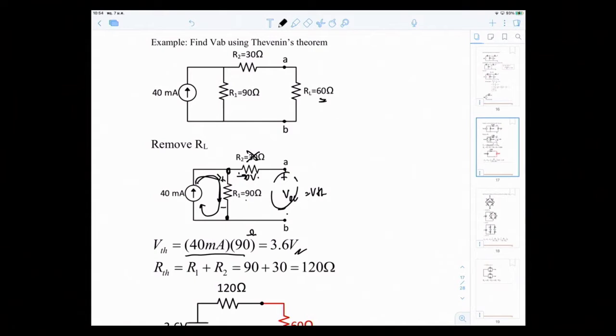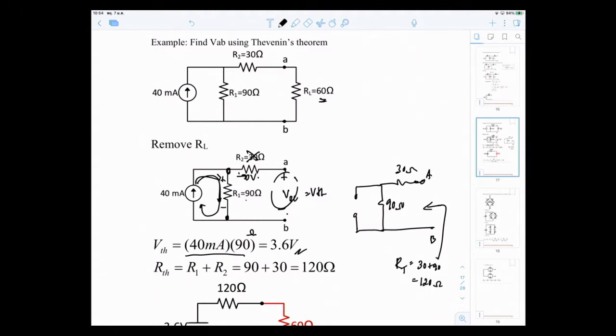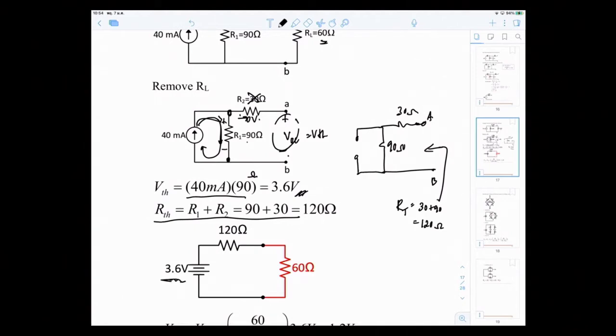Now what about RTH? For RTH, you have to open your 40 milliamps, turn it off, so there's 90 ohms and this is 30 ohms, and this is terminal AB. You look into here, so your R total is simply 30 in series with 90, which is 120 ohms. That's it. Therefore your RTH is 120 ohms. So your Thevenin equivalent circuit consists of VTH of 3.6 volts, and your RTH of 120 ohms in series with the 3.6 volts.